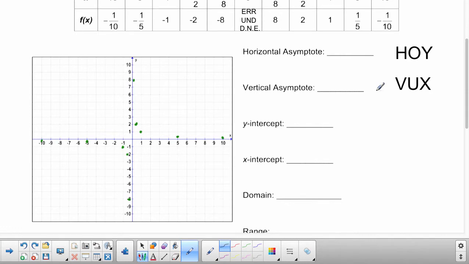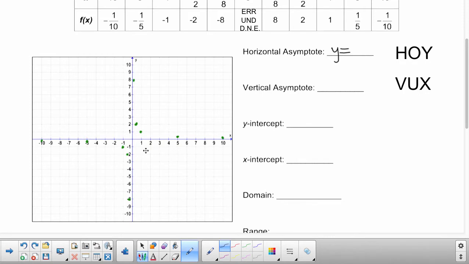HOY, HOY VUX. So HOY pertains to the horizontal. It says horizontal has a 0 slope, and we're going to write the equation as y equals. So I'm going to go over here. I already know that my horizontal asymptote is going to be y equals. Now, how do we figure out where a horizontal asymptote is?